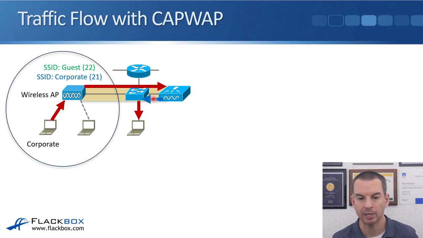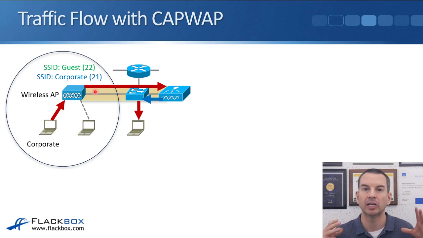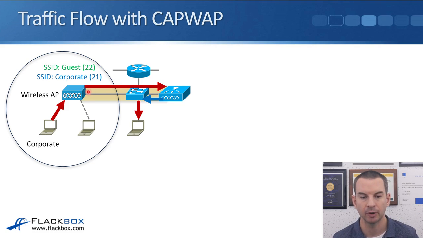So the link between the switch and the wireless LAN controller needs to be configured as a trunk. But the link between the AP and the switch is not configured as a trunk. It is configured as an access port. So we're going to configure a management VLAN for traffic coming from the AP to the wireless LAN controller. All frames are going to go through there with the same VLAN.